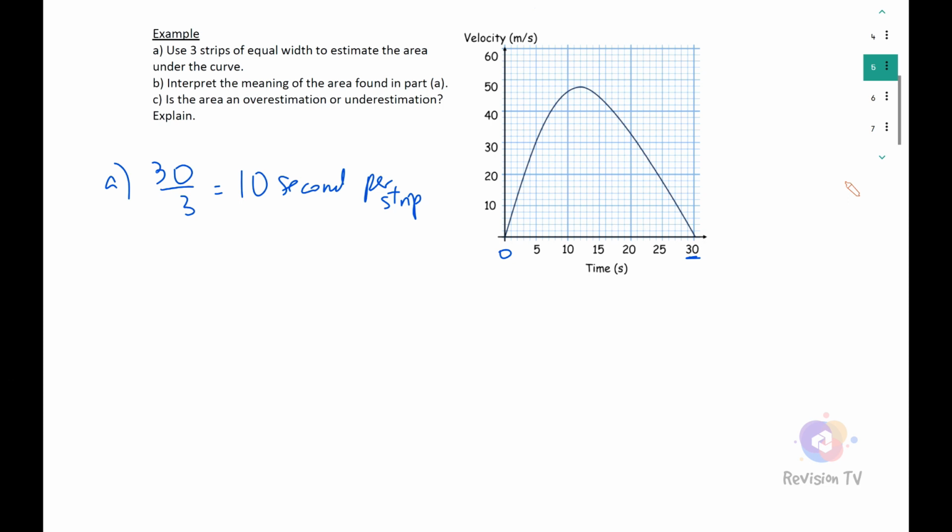So what we're going to do is draw a straight line at every 10 seconds, when it hits the graph. So first, make sure you use a ruler. Strip 0 to 10, and this one is 20. Okay, so we've got 3 strips. Strip 1, strip 2, and strip 3.